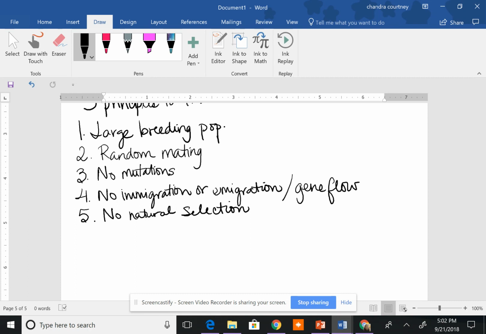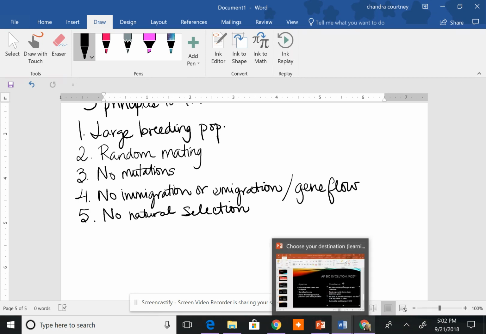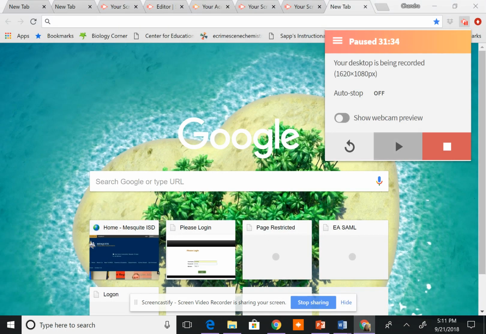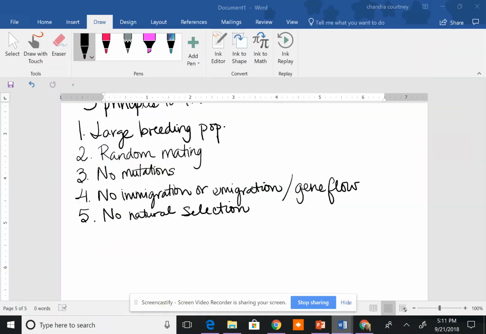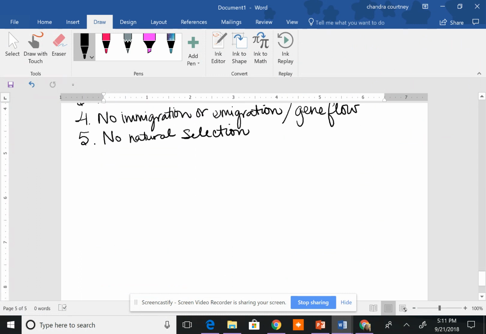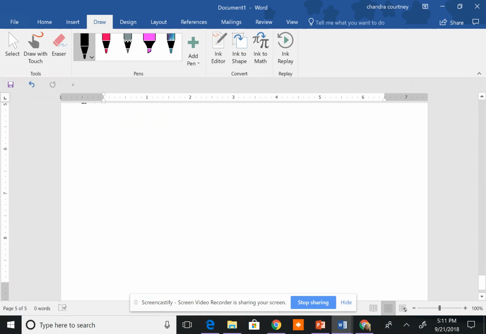So Hardy-Weinberg questions are going to come in 2 formats. Either there's going to be a problem where you can use the equations, or it's going to be theory-based, where you have to talk about one or more of these 5 conditions. Okay, so now that we've gone over the theory, let's start looking at, not exactly the equations yet, but we're going to build into that. So let's start by talking about allele frequency.